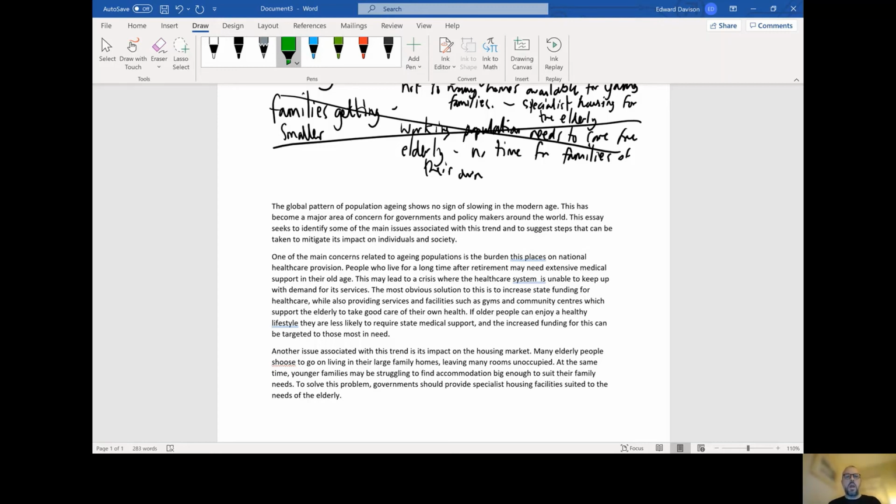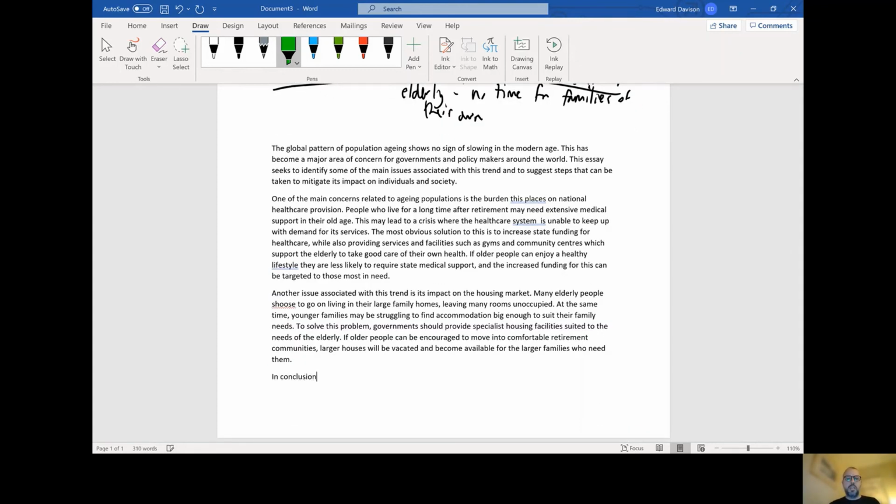Okay, no, that's fine. And I'm going to use a conditional again. If older people can be encouraged to move into comfortable retirement communities, larger houses will be vacated and become available for the larger families who need them. Okay, I can move on to my conclusion.